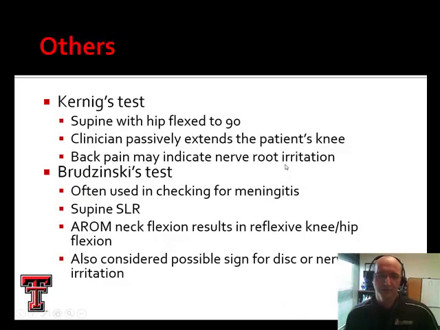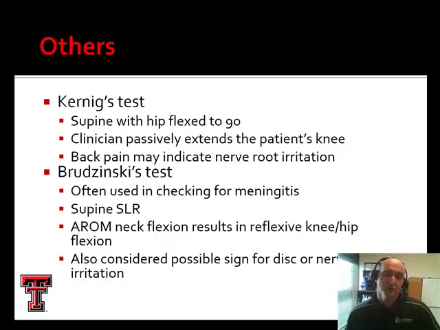That leads us to Kernig's test. Here they're going to be supine with their hip flexed up to 90, and the clinician will then passively extend their knee. So instead of using the ankle to trigger the pain, like we did before, we're trying to see if we can use the knee extension to trigger the pain.